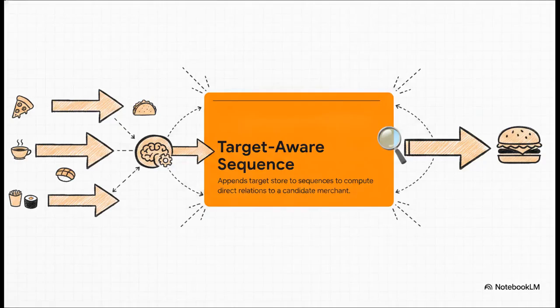And to really squeeze the most out of that sequence data, they use a technique called target-aware sequence modeling. Instead of just looking at your search history in a vacuum, the system actually appends the specific target store it's evaluating directly to your behavioral sequence. This lets the transformer compute the direct mathematical relationship between your past behavior and that one specific candidate merchant. So it's not just asking, what does this user generally want? It's asking, based on their last 10 clicks, exactly how likely are they to order from this specific burger joint?